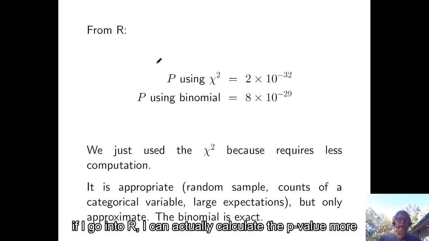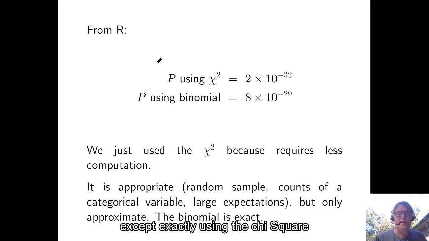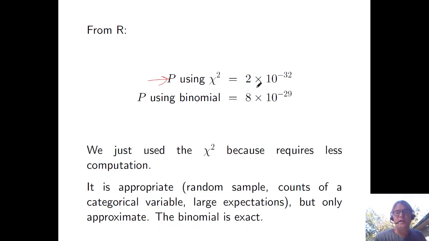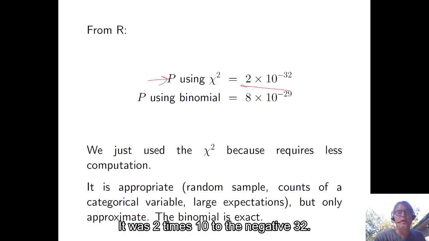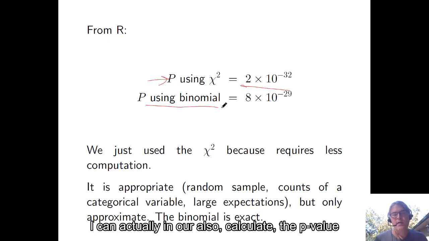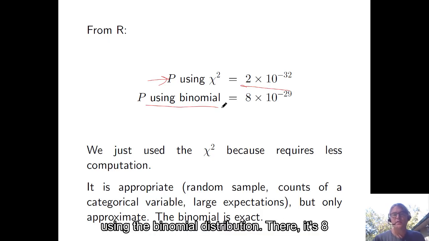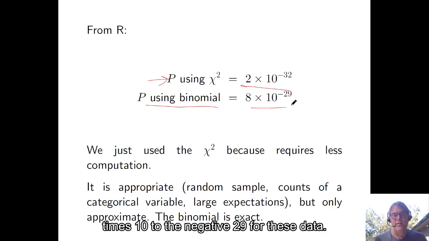If I go into R, I can actually calculate the p-value more exactly using the chi-square approximation. It was 2 times 10 to the negative 32. I can actually in R also calculate the p-value using the binomial distribution, and there it's 8 times 10 to the negative 29 for these data.